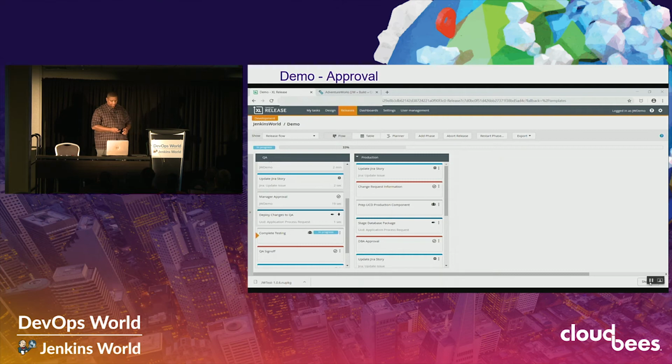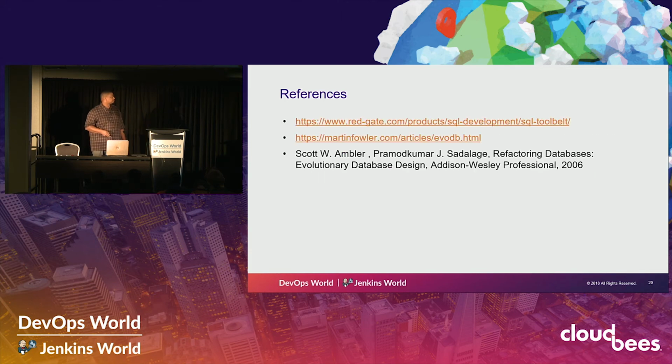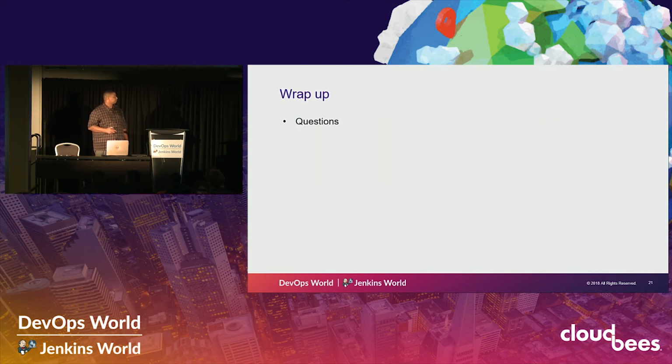So that's it for the release. So the end result, we have database under source code management. We have an automated approval and deployment process with database changes across environments. We have faster and more reliable deployments. And we also develop common standards for documenting and tracking database changes. So, references. Okay, any questions?